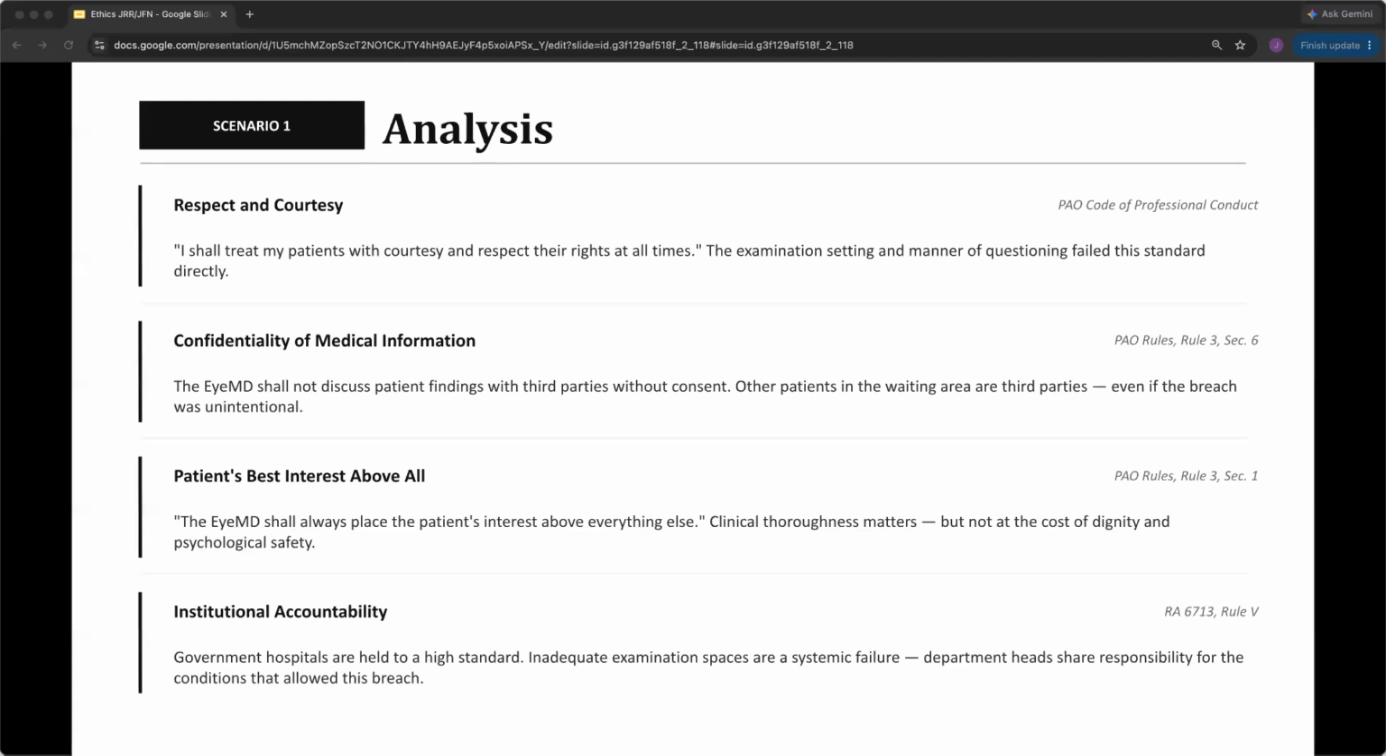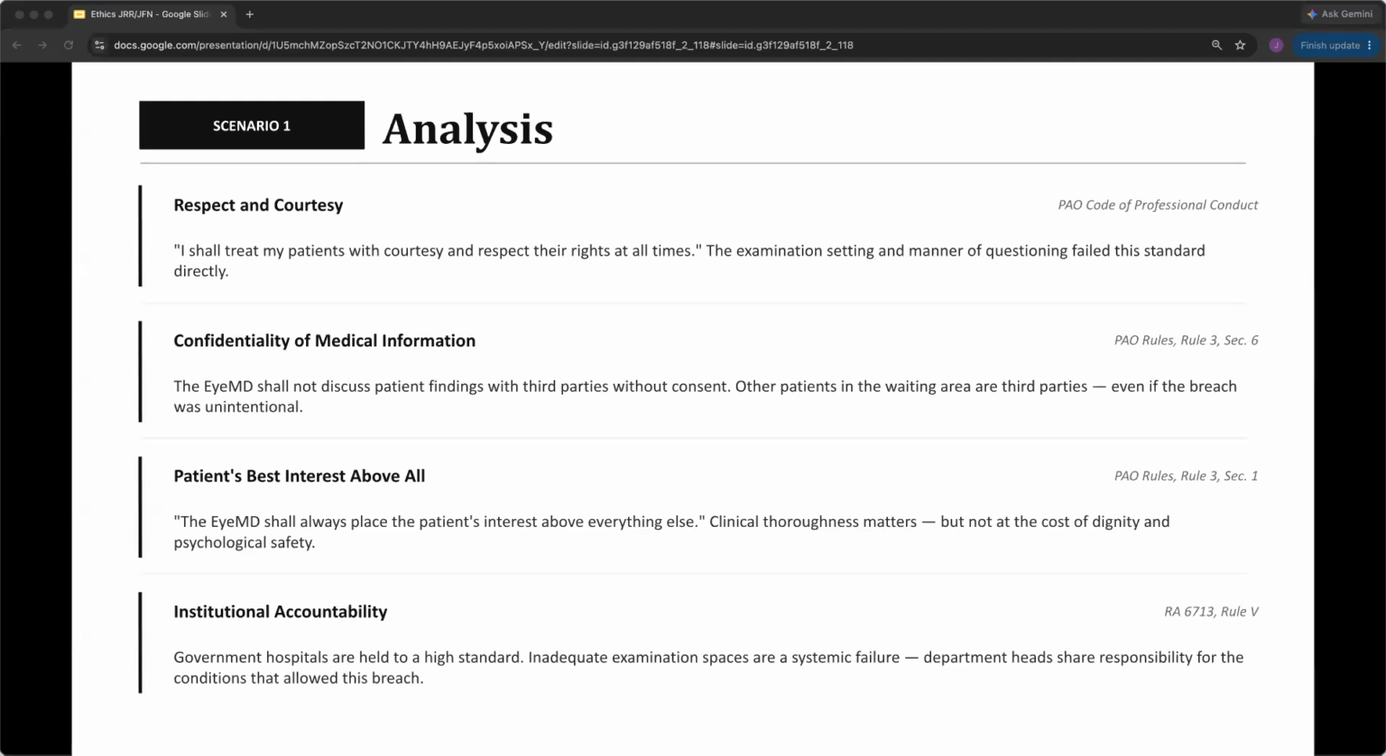Rule 3, Section 6 states that an IMD must preserve the confidentiality of patient information and should not disclose it to third parties without authorization or legal basis. In this case, other patients within earshot effectively became unintended third parties. The patient's embarrassment and loss of trust were also foreseeable. A reasonable clinician should recognize that discussing a patient's possible HIV status in a public setting may cause distress and discourage future care. Second, who is responsible?